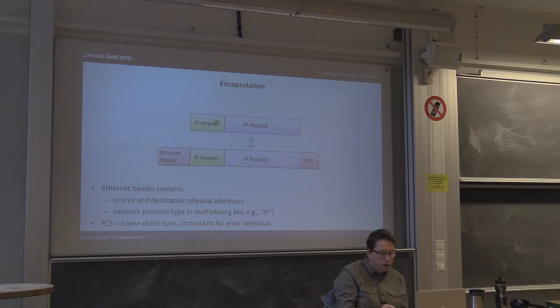And this IP packet is then encapsulated into an Ethernet frame, which adds an Ethernet header and an Ethernet trailer to the IP packet. So we see the IP packet just copied down here. The Ethernet header consists of source and destination physical addresses, and it also has a piece in it that identifies this as an IP packet. So at the receiving end, we know to which protocol to send this. This trailer here is a frame checksum, which is used for error control purposes, to check that these bits are correct. We'll talk more about that later on.